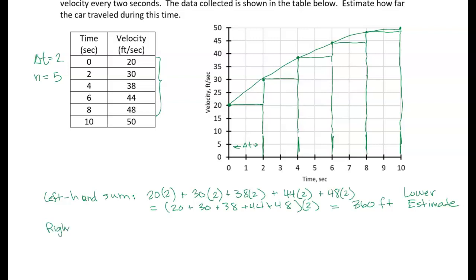Now for the right-hand sum, I'm going to use a different color for this one. I'm going to write right-hand sum. Okay, so the right-hand sum, as you might guess, is we're going to use the right-hand data point as the constant velocity during any particular interval. So our right-hand sum is going to look like this. Okay, so you get the idea.